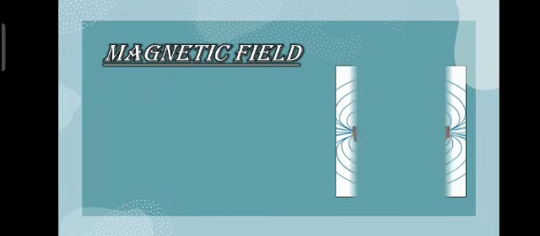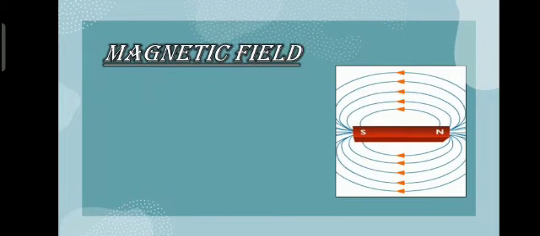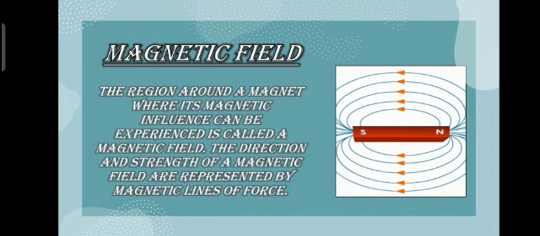Magnetic field. This diagram represents the magnetic field lines. Around a magnet, the magnetic field lines move from north pole of the magnet to south pole. The region around a magnet where its magnetic influence can be experienced is called a magnetic field. The direction and strength of a magnetic field are represented by magnetic lines of force.